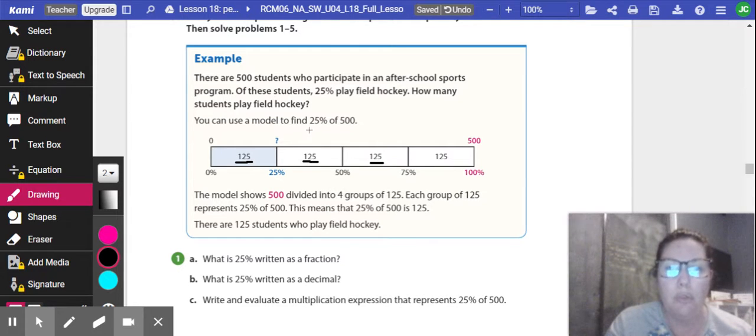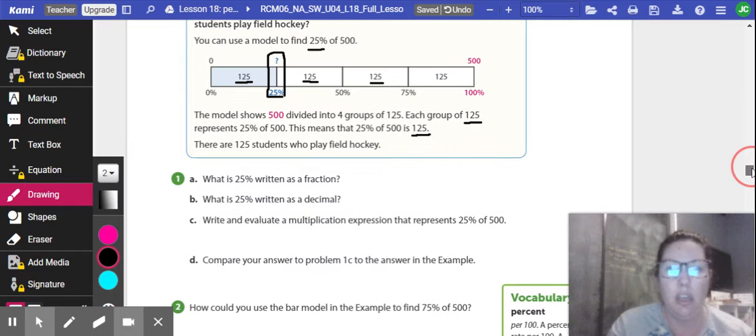So we're looking for 25%, which is right here. So how much of the bar model is colored in up to 25%? And that is 125. So 25% of 500 is 125. So 125 students play field hockey. So now let's extend that with question number 1.